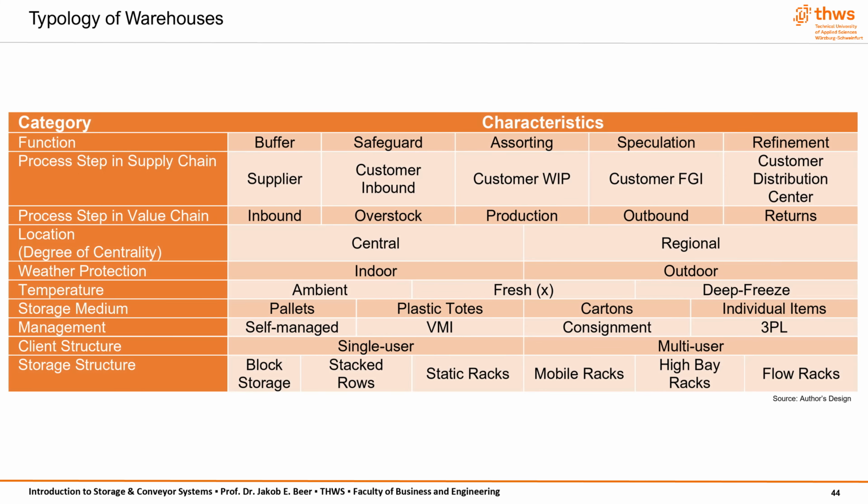This slide shows a morphological box, a method used to systematically explore all relevant characteristics of a system. In this case, we're using it to describe and categorize different types of warehouses. Each row represents one category of characteristics, and each column shows typical values or expressions of that category.